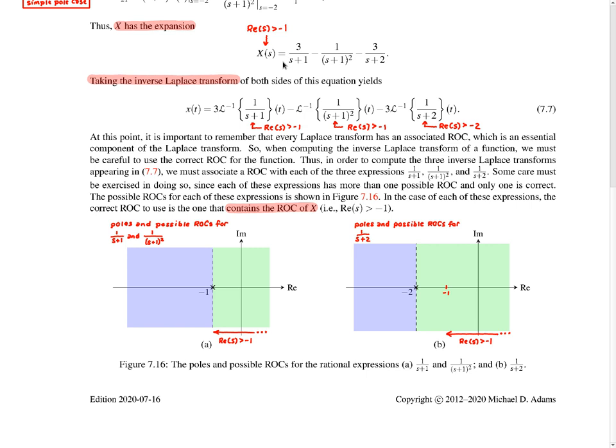So we'll keep this in mind as we go forward, because this particular result is going to be important later. Now let's consider each of the inverse Laplace transforms in equation 7.7.